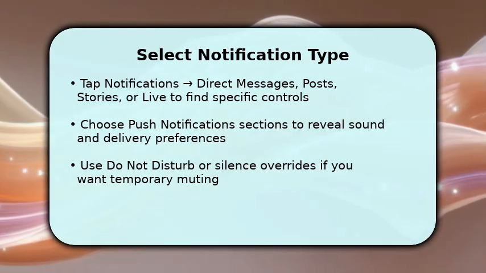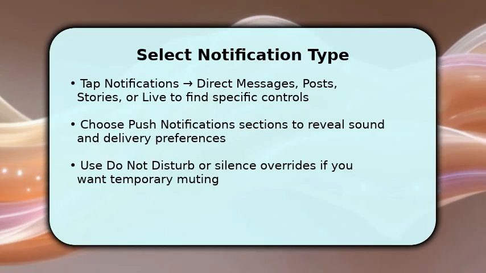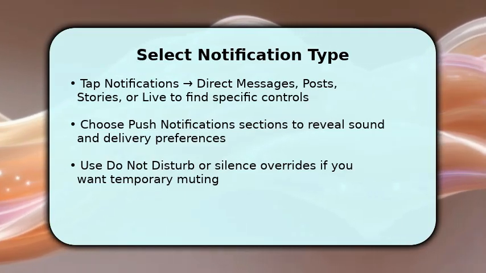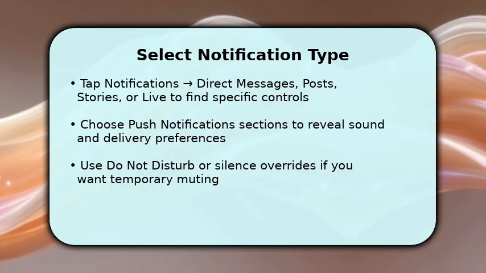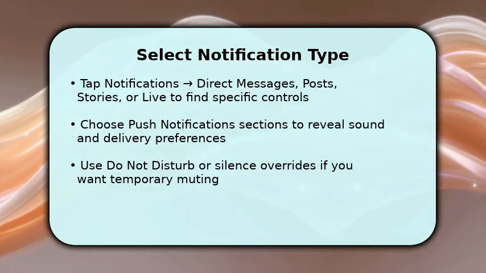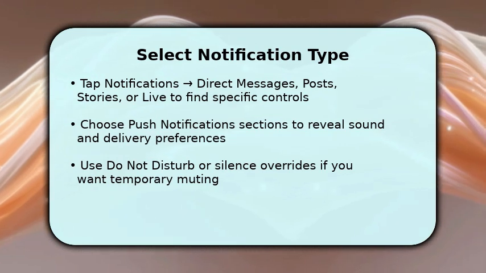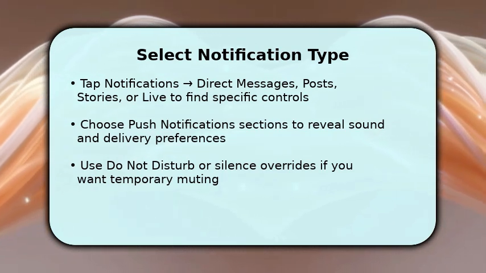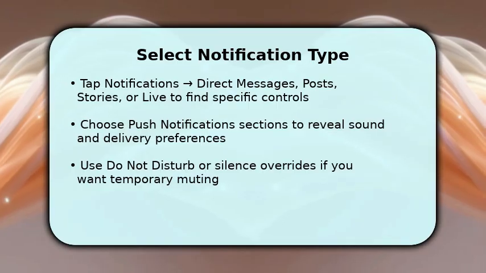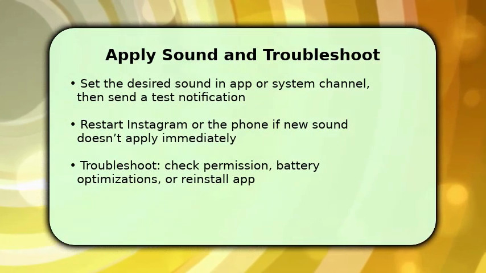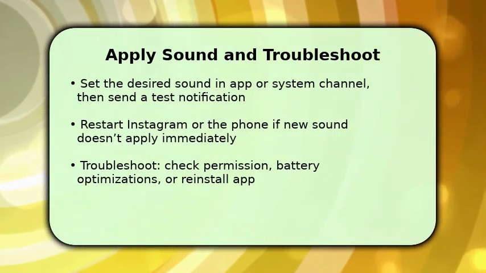If sound isn't shown here, it's controlled by the phone. Open the app notification in System Settings and select Sound or Default Ringtone to assign a new tone. Make sure you understand that Instagram uses system channels on Android versus built-in tone. To finish, apply the sound choice and immediately test by having someone message you or using a test notification.